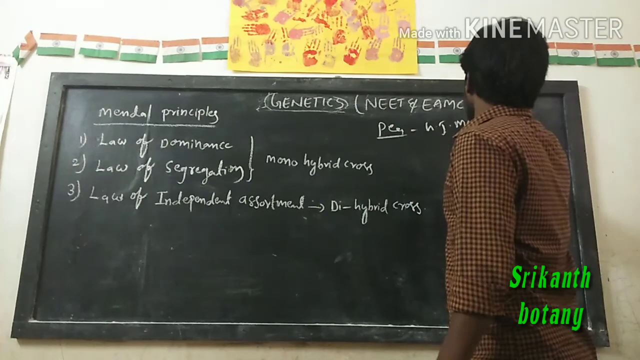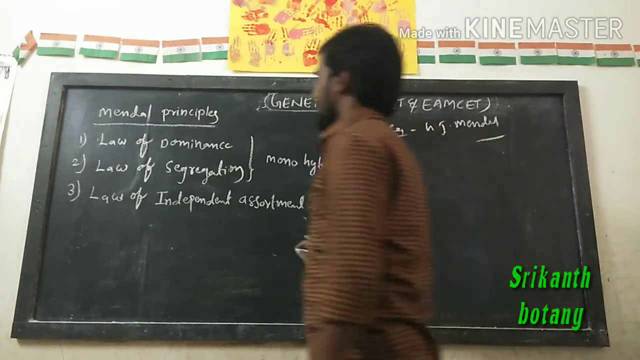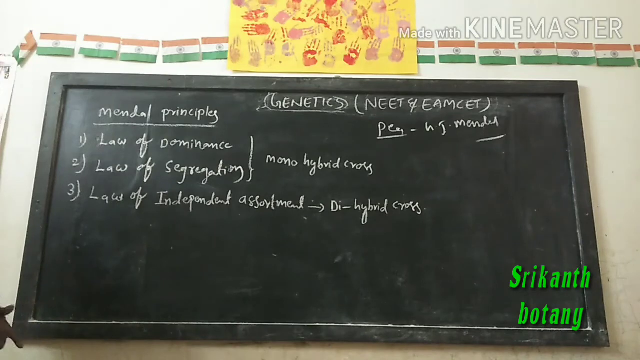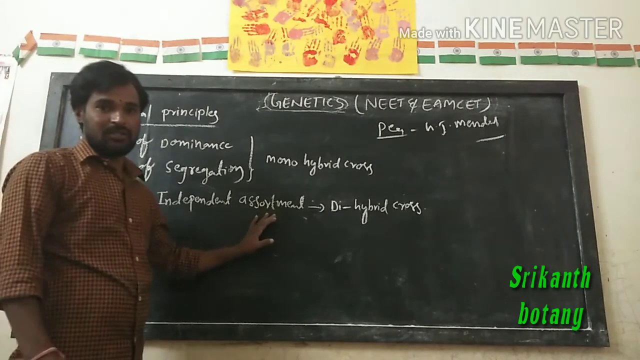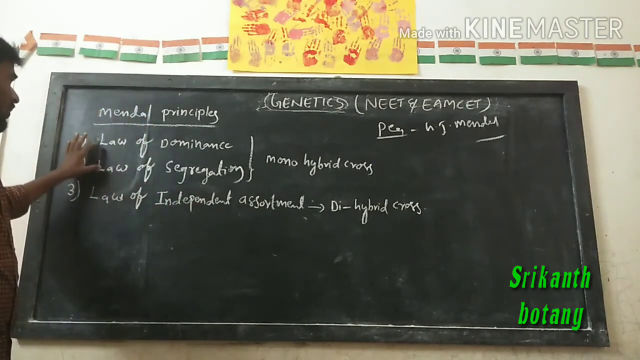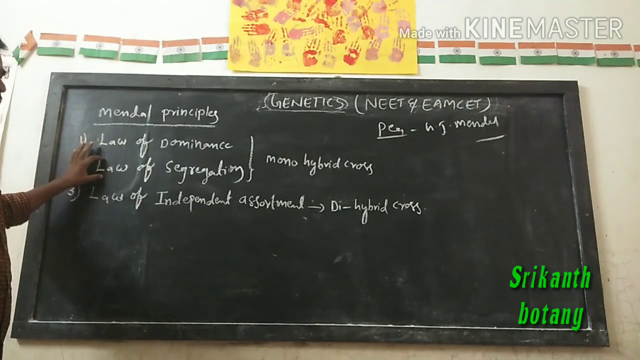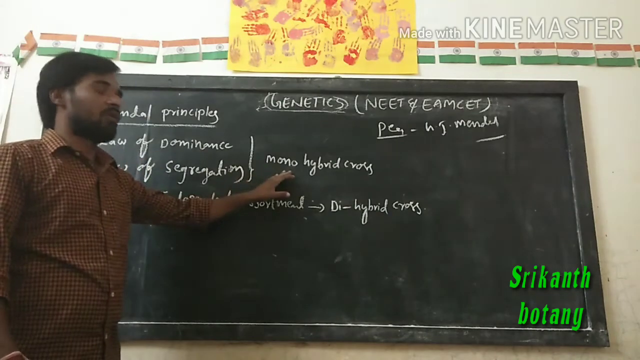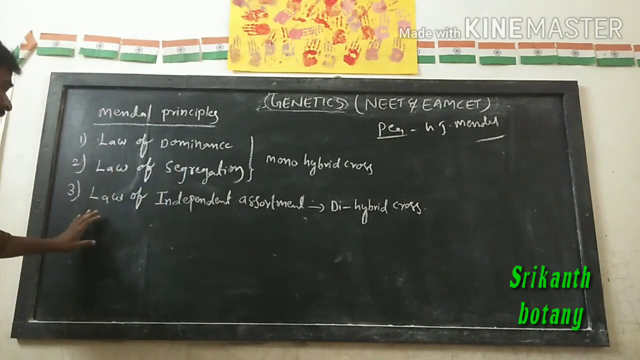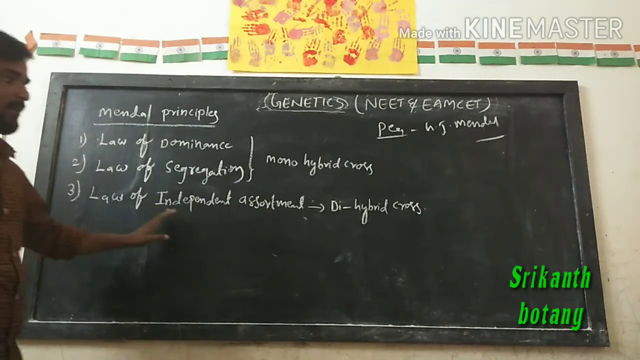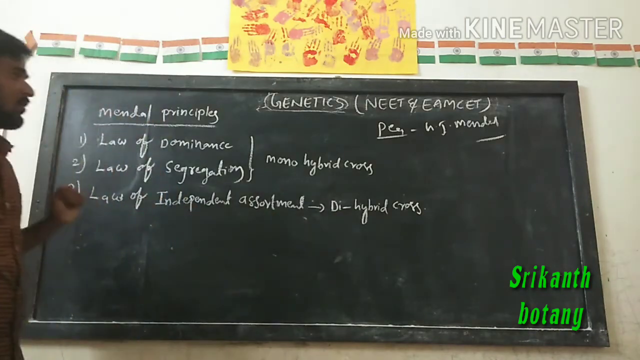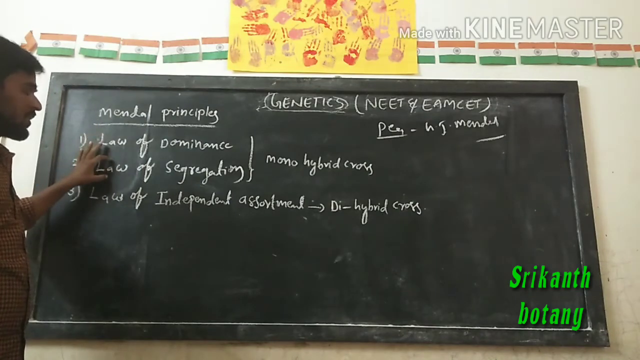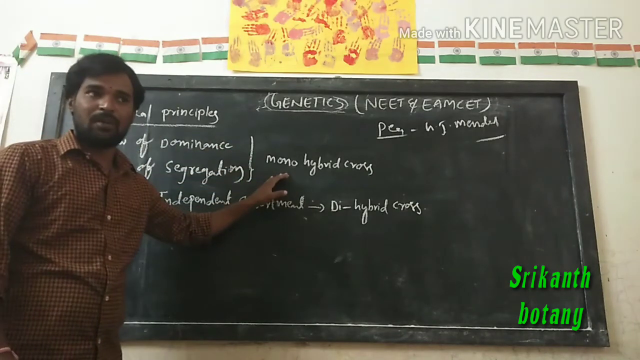Mendel proposed three inheritance laws: the law of dominance, the law of segregation, and the law of independent assortment. To explain the law of dominance and the law of segregation, Mendel chose the monohybrid cross. To explain the law of independent assortment, Mendel chose the dihybrid cross. Now we have to explain the law of dominance and the law of segregation by using the monohybrid cross.